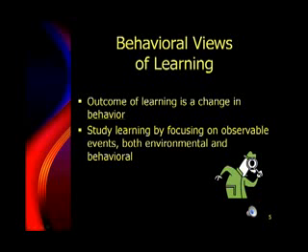While the neuroscientists were looking inside the brain to see what was going on physiologically when we learned things, behavioral scientists were focusing on learning from the perspective of a change in behavior, because at the time we couldn't see inside the brain. So they studied learning by focusing on observable events, both environmental and behavioral.